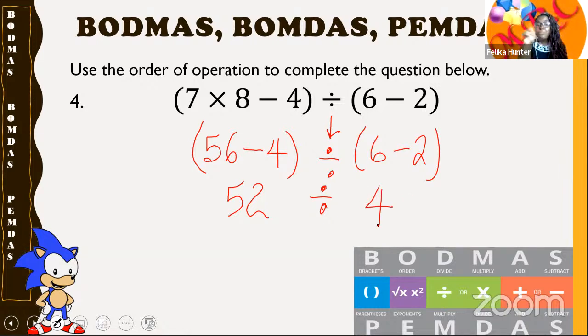Good. So I've done both brackets, the first bracket on the left and the second bracket on the right. Now the last thing that I have is 52 divided by 4. So I write down 52 and 4. 4 into 5, 1, remainder 1. 4 into 12, 3. So 52 divided by 4 is 13.